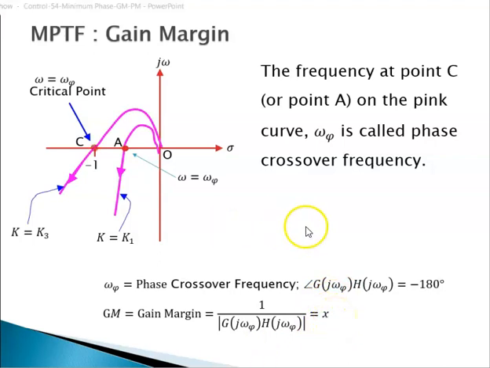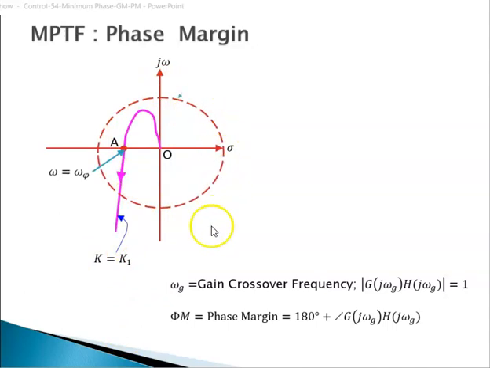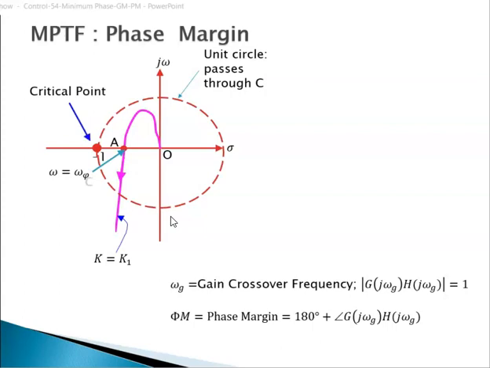We'll be interested in two other quantities, that is gain crossover frequency and phase margin. We will see that. Let us say this is the curve for some value of K equal to K1. We will consider a unit circle. This circle has a radius of 1, and find what is the point of intersection occurring here. This point, let us say, is G. This G is what we call gain crossover frequency, the point where this curve intersects the unit circle.